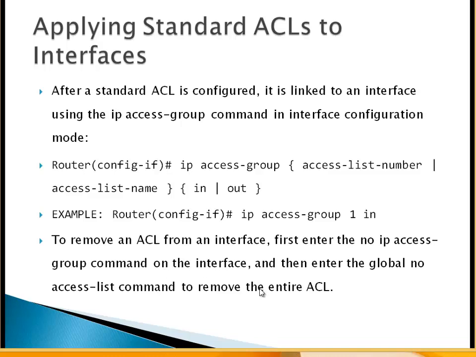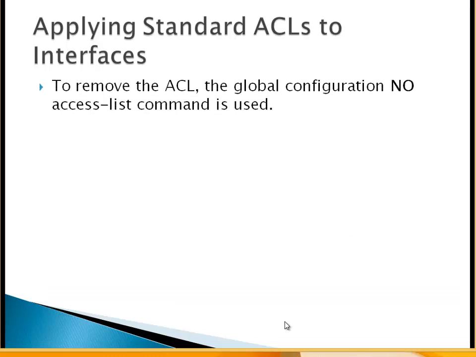To remove an ACL from the interface, first enter the no ip access-group command on the interface, and then enter the global no access-list command to remove the entire ACL. To remove the ACL, the global configuration command is the no access-list command.